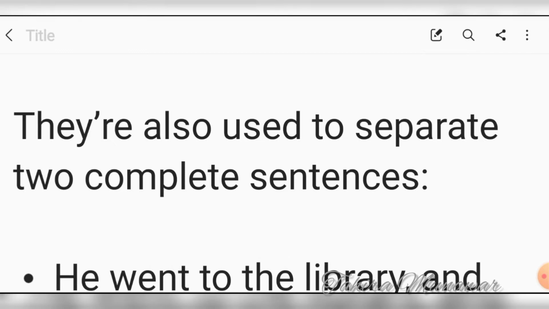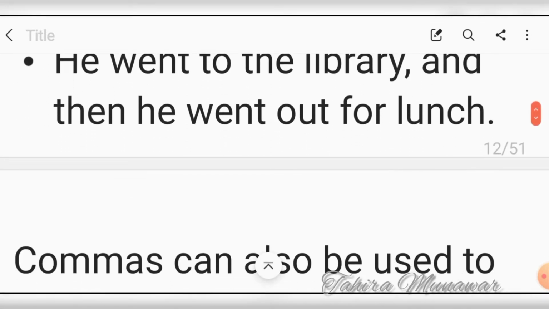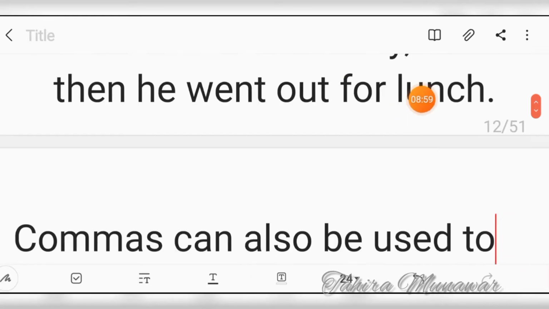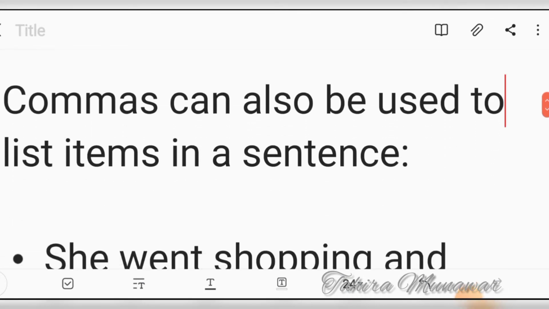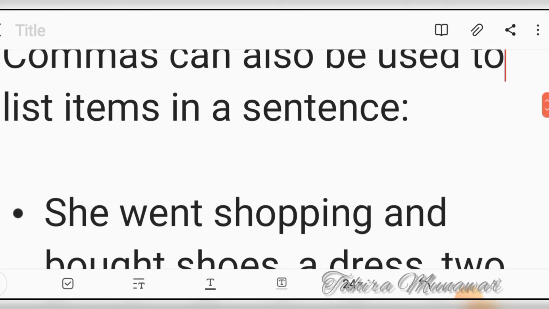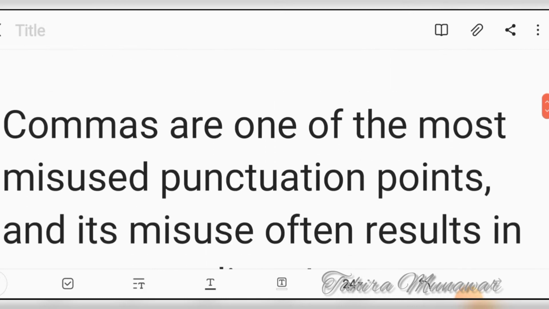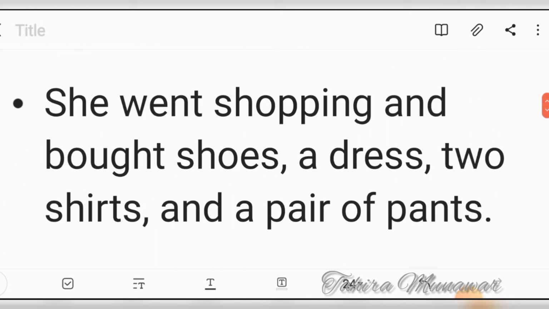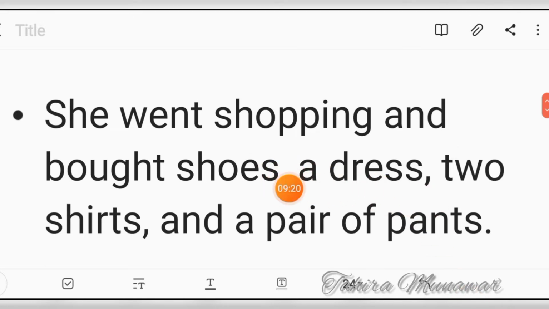When you are writing two complete sentences, instead of using any in and that yet, you can just put this comma: he went to the library, and then he went out for lunch. Commas can also be used to list items. When you are listing more than 3 items, you will use this comma. She went shopping and bought shoes, a dress, 2 shirts, and a pair of pants.